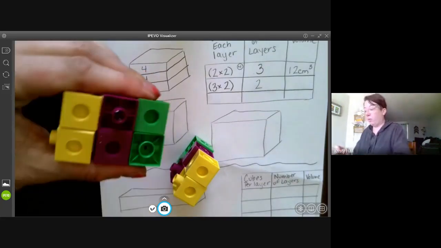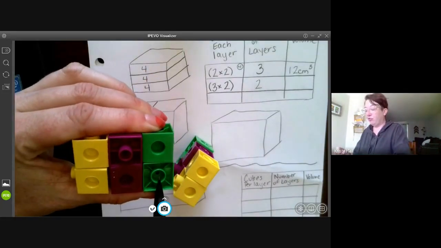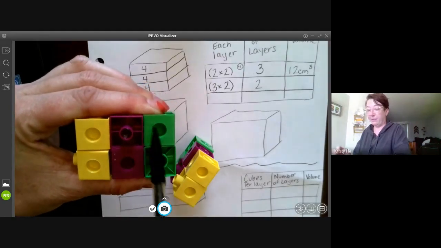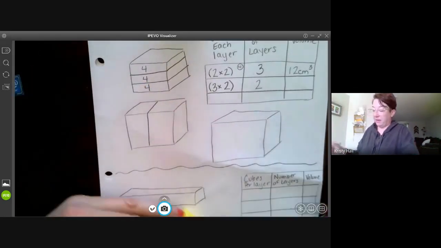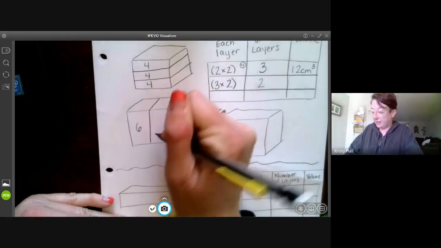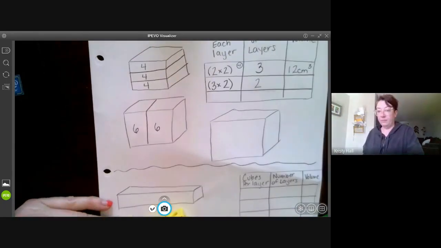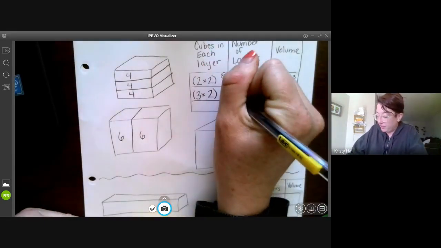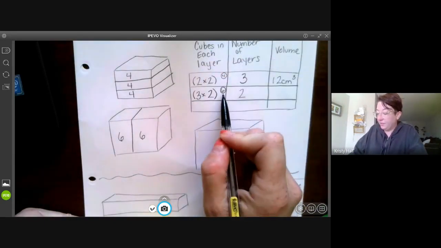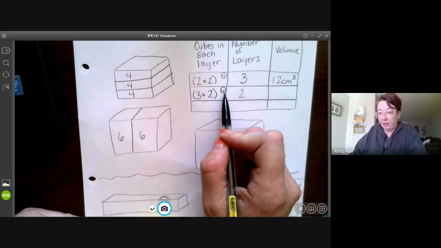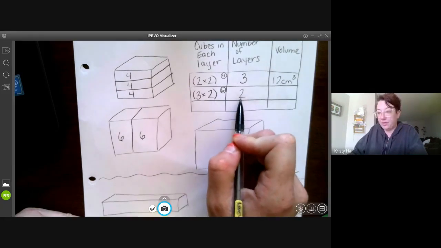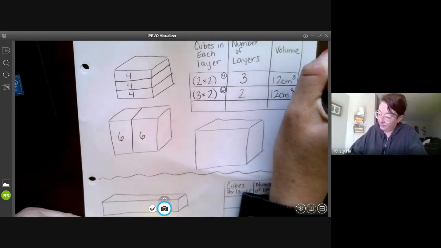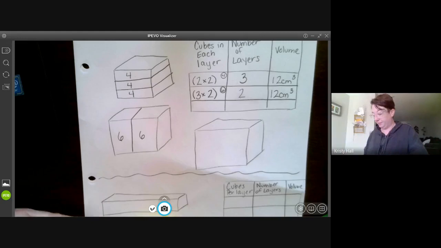So when I do 3 times 2, I know 3 times 2 is 6. 1, 2, 3, 4, 5, 6. So I can put in my diagram here that each layer has 6. If I come over to my chart, I think about 3 times 2 is equal to 6. So there are 6 in each layer, times 2 layers. 6 times 2 gives me 12 cubic centimeters.